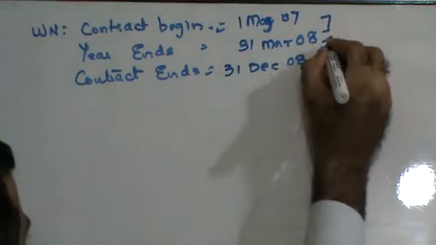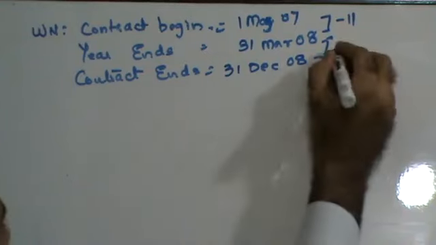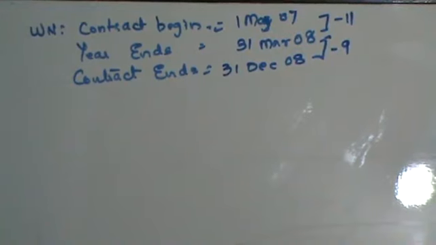Please count how many months from here. May, June, July, August, September, October, November, December, January, February, March. So you will have 11 months here. And from April to December, someone please count. 9 months. So this is going to work out to 20 months.